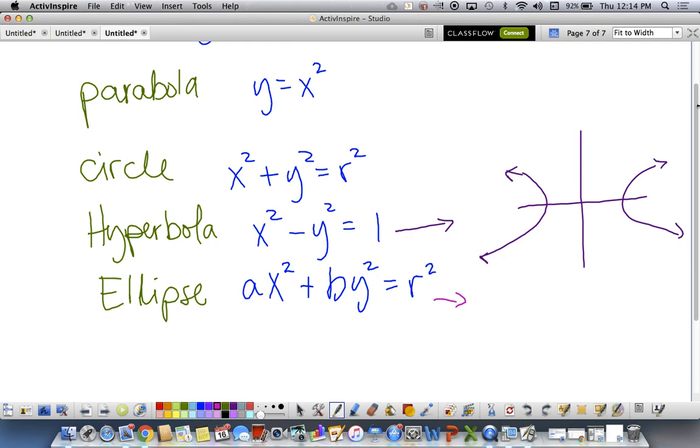So an ellipse may be something like this, where it goes up to 2, down to 2, but out to 4 and back to 4. We'll pretend those are all the same. It's kind of a flattened diamond. Well, I'm not the best drawer. A trapezoid, maybe.